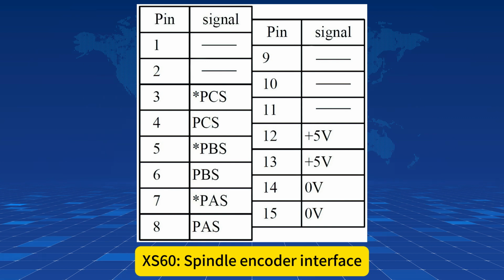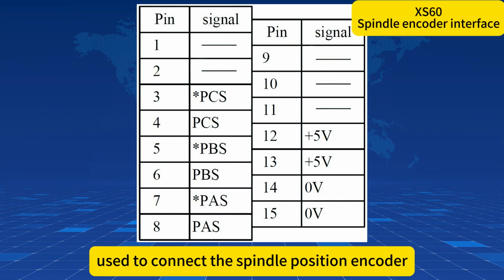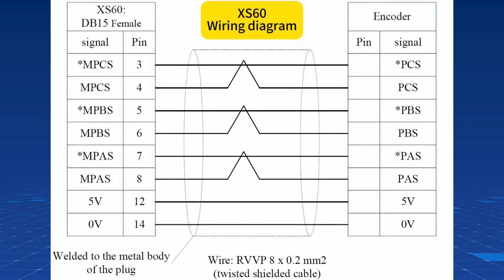XS60 spindle encoder interface, using DB type 15-hole socket, used to connect the spindle position encoder. The pin definition of the spindle encoder interface is shown in the figure. Wiring diagram.